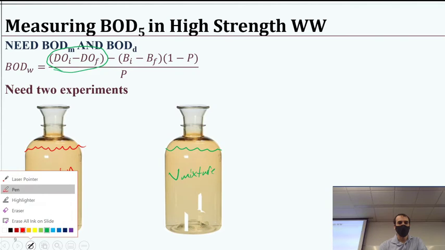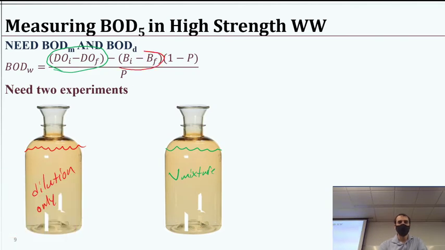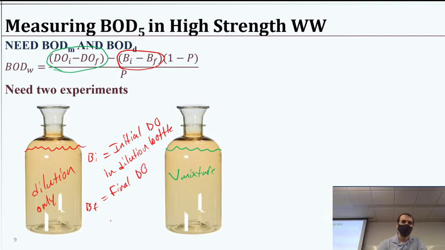And then in the dilution only, we're introducing a couple of new terms here, this part is the measurements in the dilution only. So BI is going to be initial DO, so dissolved oxygen, in the dilution experiment. So it's really just another dissolved oxygen term, and B final is the same thing, in this bottle. Okay, so it's just a new term there, B instead of DO, just to avoid confusion with DOs there.